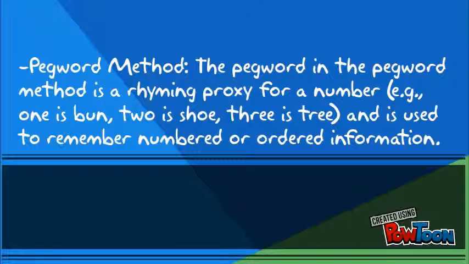Again, using the novel Hunger Games, John uses the pegword method to recall the different districts. This strategy helps John remember the 13 districts and their tributes. For example, District 3's tribute is Beatty. 3 is Beatty.